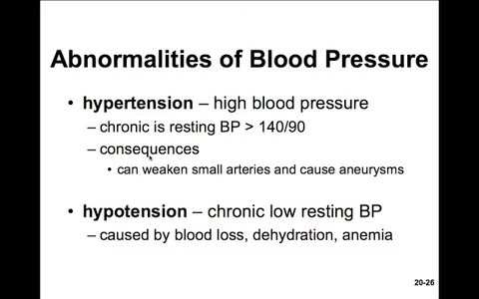So hypertension is a condition that results from high blood pressure. It's usually considered to be hypertension when the blood pressure is greater than 140/90 for sustained periods. So transient increases in blood pressure, like those that result from exercise or emotional stress, are not hypertension. Hypertension can cause weakening in small arteries and cause aneurysms as well as lead to atherosclerosis. Hypotension is chronic low resting blood pressure. It's often caused by blood loss, dehydration, and anemia, and is also fairly normal in people that are approaching death.